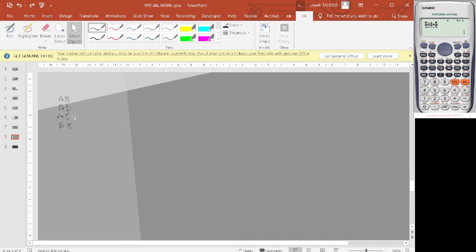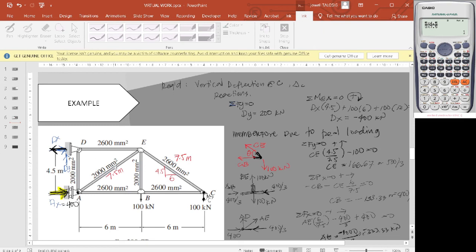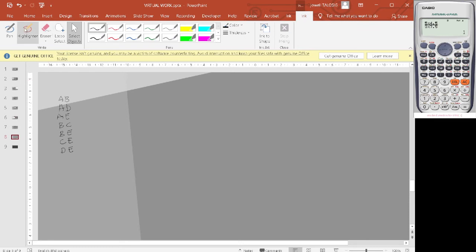Unahin natin yung D, no? BC, then BE. And then we have CE. And then we have DE. 1, 2, 3, 4, 5, 6, 7. Okay? Then we write its length. Kailangan natin ng length. And then area. Yung E na nila, hindi no need kasi pareha sila ng E.